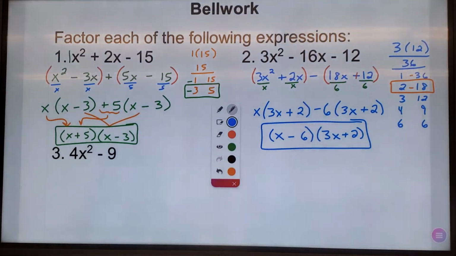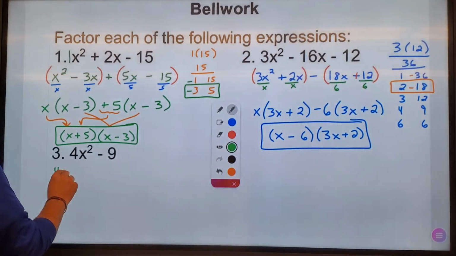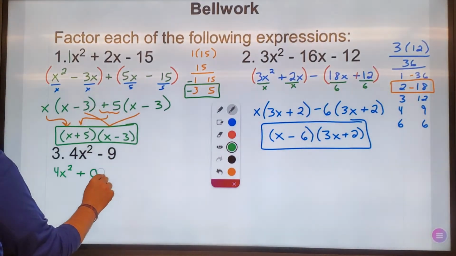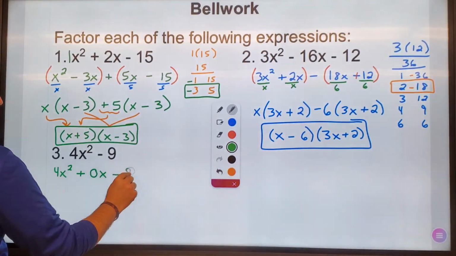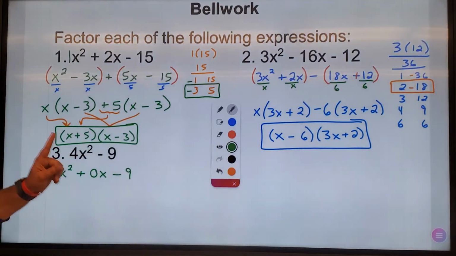Okay. Number 3 here, I gave 2 versions of how to work this out. The first version was that I can rewrite this to be 4x squared, and I can add or subtract, it's up to you, a 0x and then minus 9, because then I have an expression that looks like number 1 and number 2. Or I can go off the fact that this is a difference, because it's subtraction, of squares.